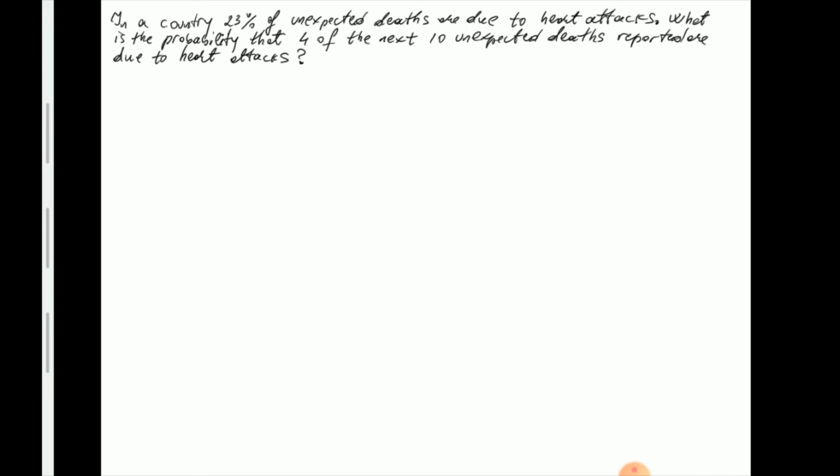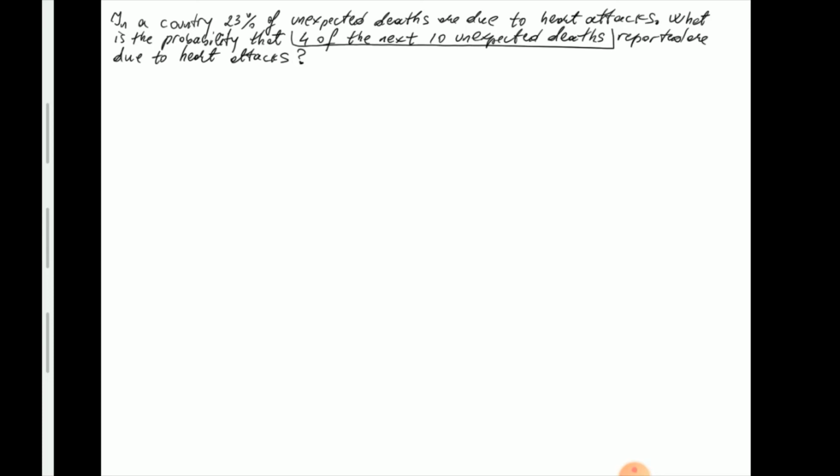It says that in the country, 23% of the unexpected deaths are due to heart attacks. What is the probability that 4 of the next 10 unexpected deaths reported are due to heart attacks? So one of the key words that this may lead to Bernoulli trials is the question of the probability of a number of times a certain outcome happens out of several instances of running the same experiment. I'm putting experiment under air quotation marks, right? Because the experiment here is essentially the unexpected death, okay?